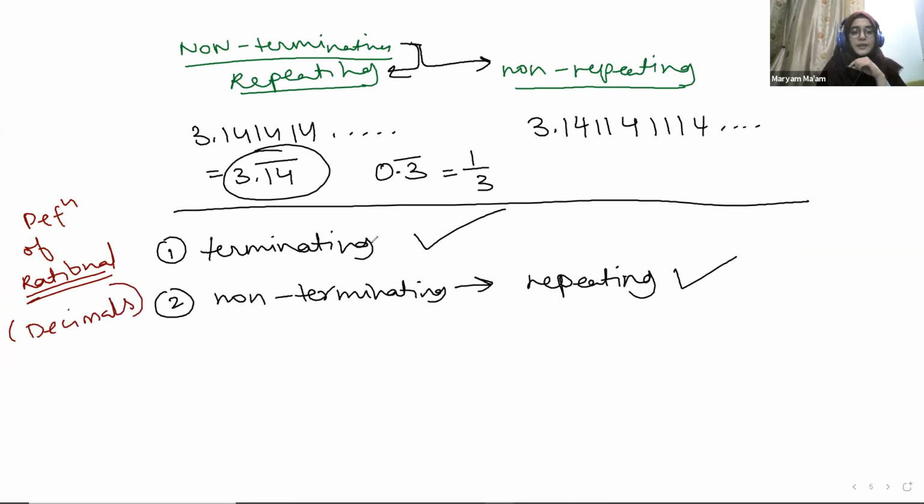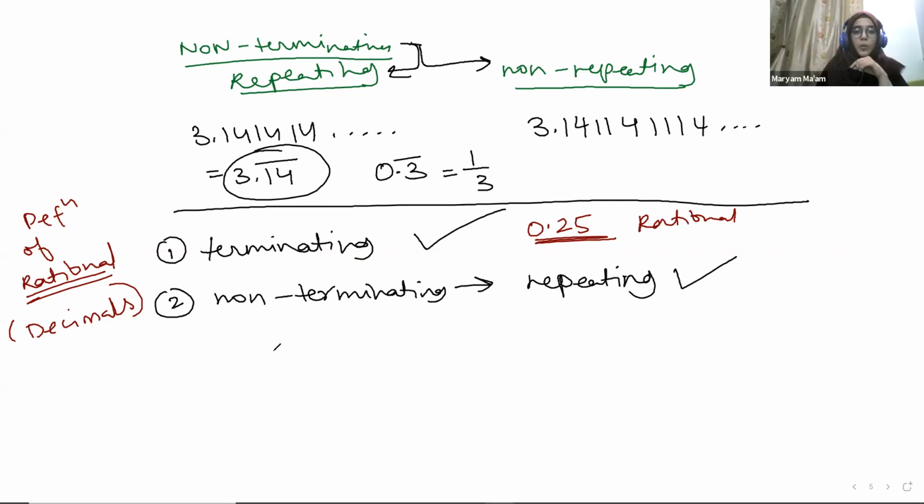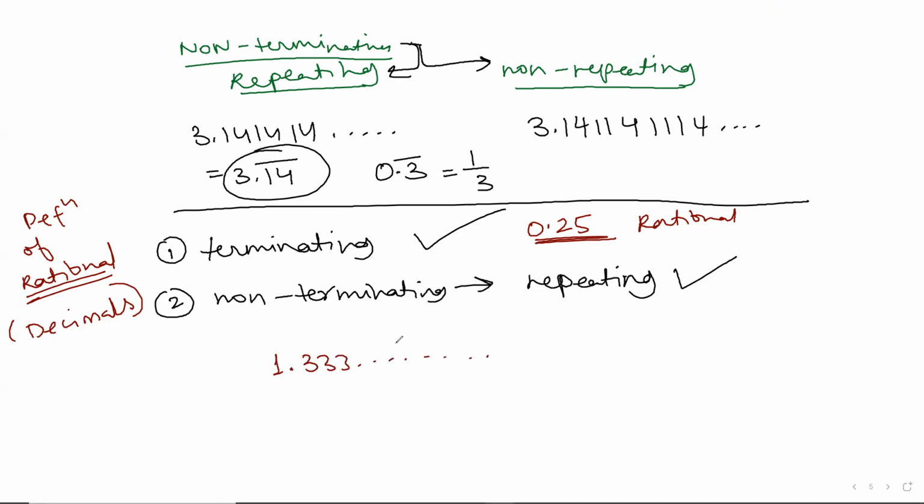We said if it is terminating, as in something like 0.25, then Zoya, tell me, what do you think this is? Rational or irrational? Ma'am, rational. Okay, it is rational because it's terminating. What about 1.333 and so on, going on till infinity? What about this, Zoya? Ma'am, irrational.